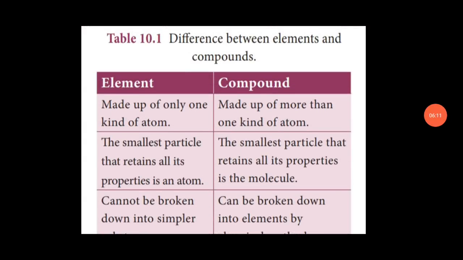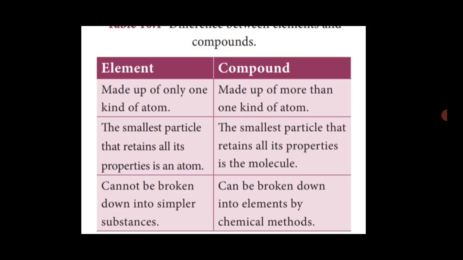Let's see the difference between elements and compounds. Elements are made up of only one kind of atom. But compounds are made up of more than one kind of atom. In an element, the smallest particle retains all the properties of the atom. But in a compound, the smallest particle retains all the properties of the molecule.